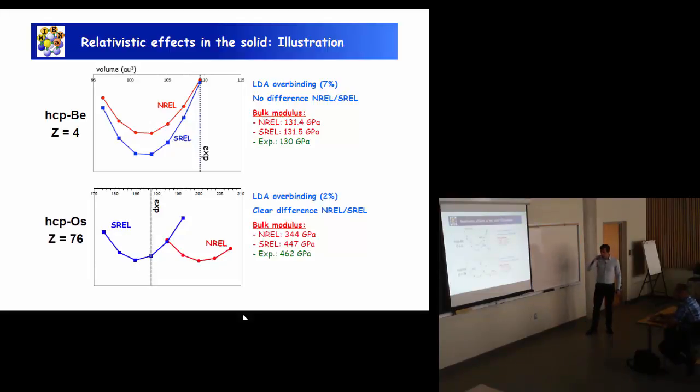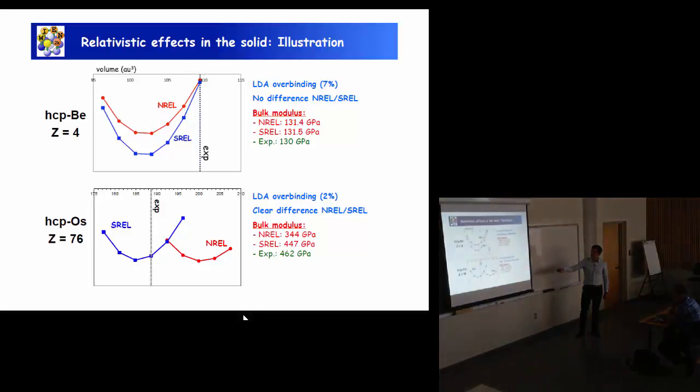If now you do the same for osmium, in which Z is 76, so you will have mass velocity correction, and relativistic effects are expected to be strong. You see that if you do a non-relativistic calculation, you obtain a volume for your DFT calculation which is larger than the experiment, and using LDA. So you do not expect that with LDA. You expect something that would be the other way.